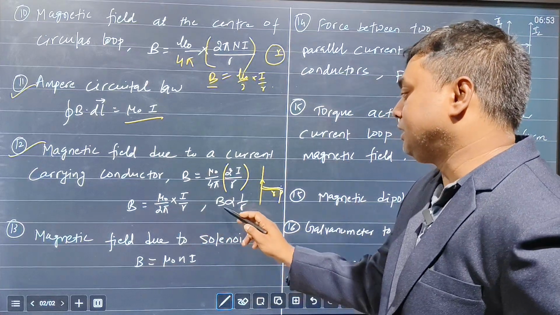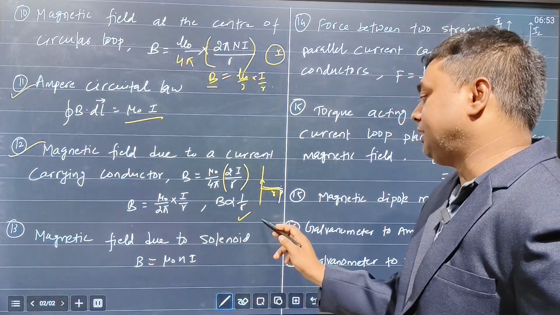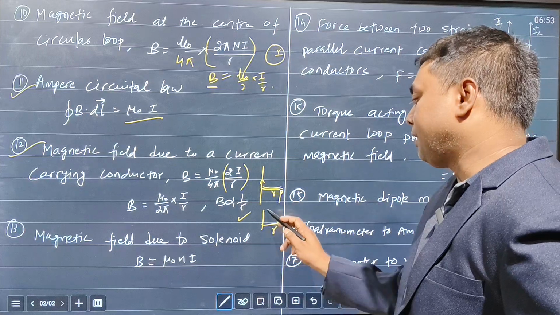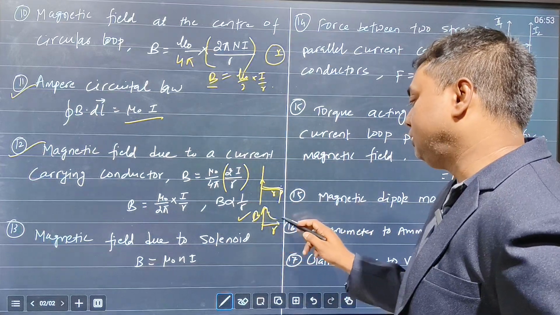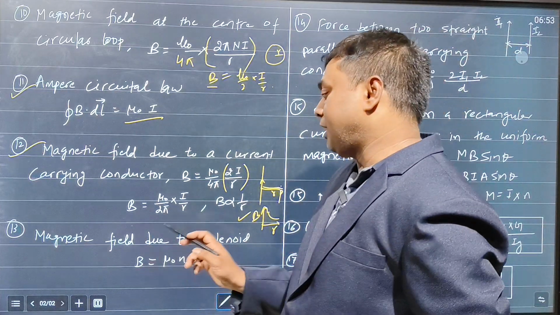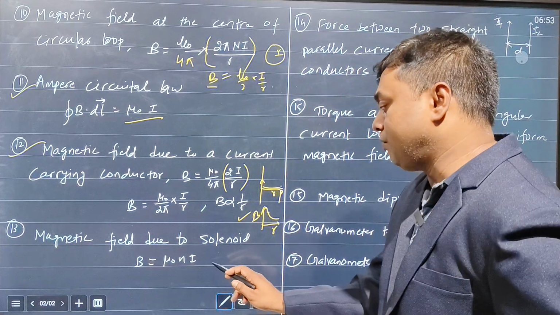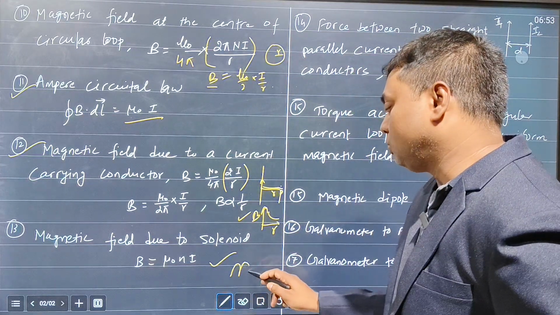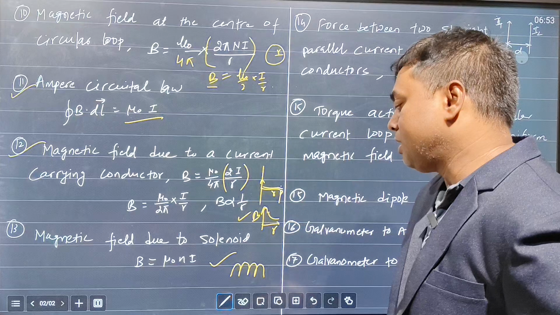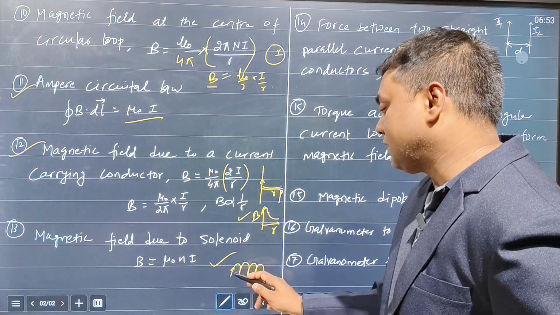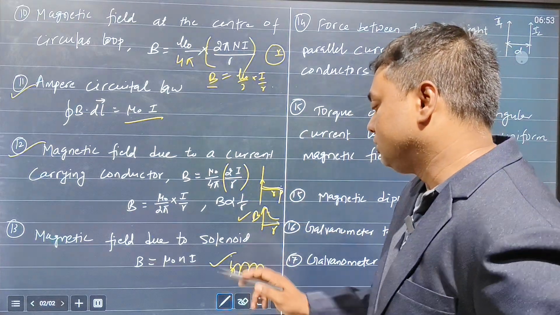So from here we can see that B is inversely proportional to the distance. If distance is more, magnetic field strength is less. Inverse relation graph like this. Next, magnetic field due to a solenoid, mu naught times n I. Solenoid is a circular coil having n number of turns. Here n is the number of turns in the coil, I is the current in the coil.